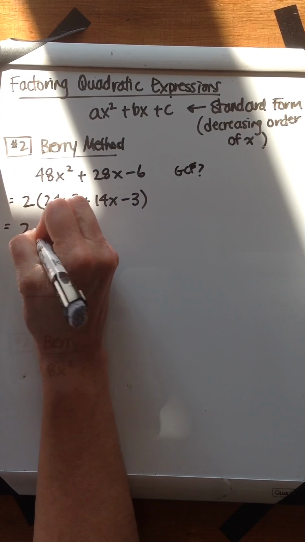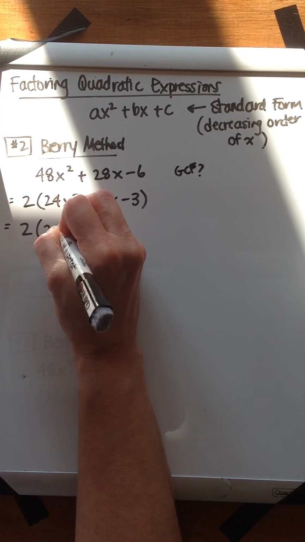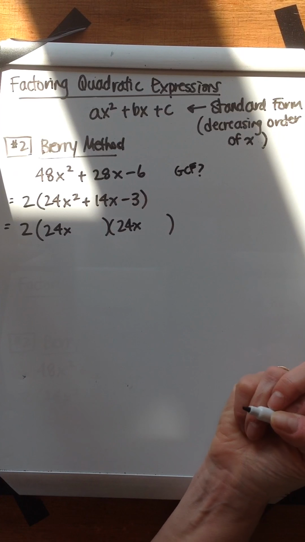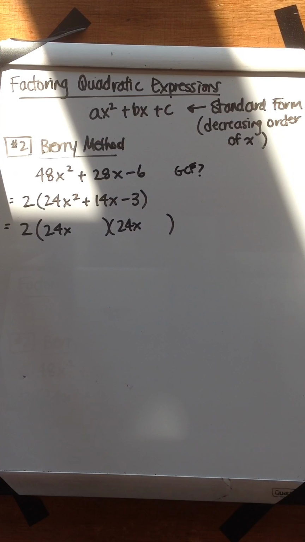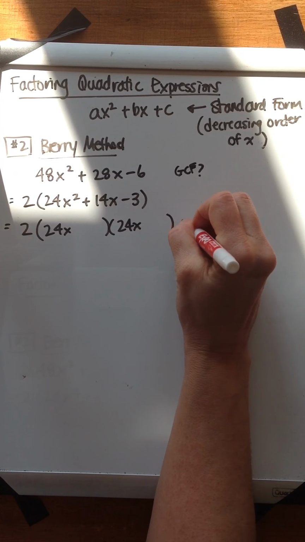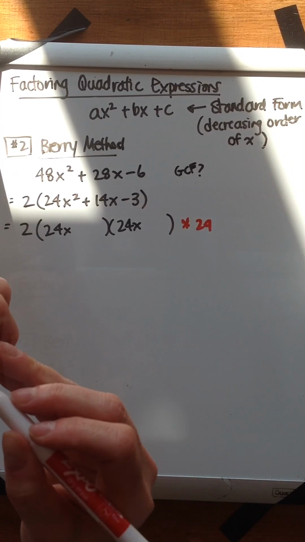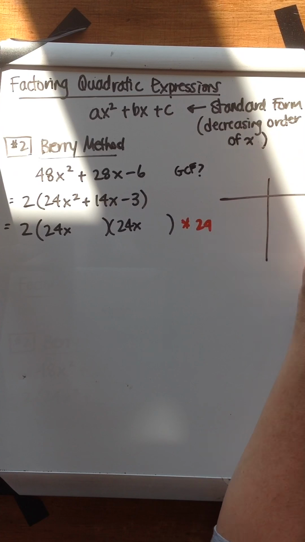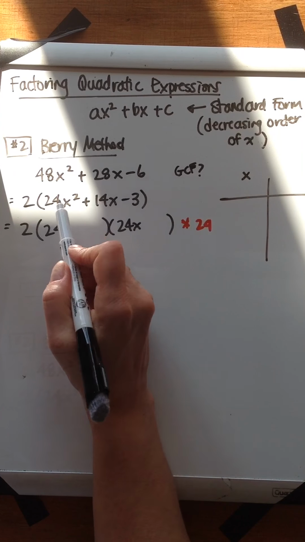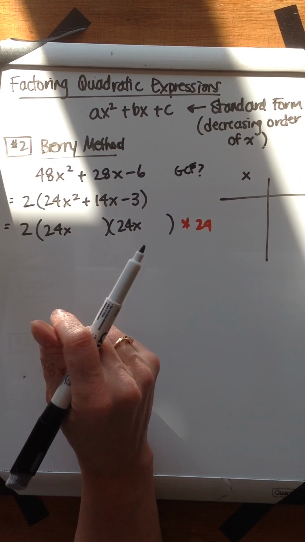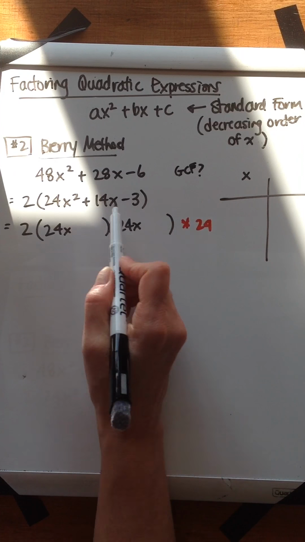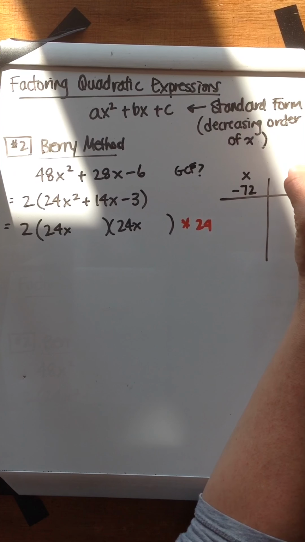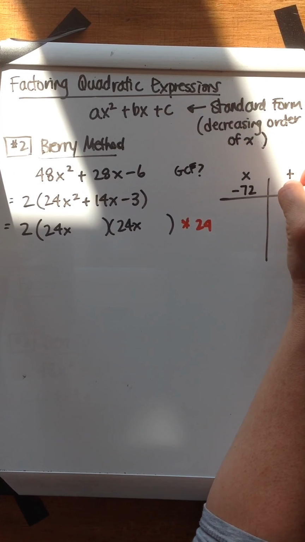Okay, I need to factor this. If you want to use the Berry method, you could start right here and say 24x times 24x at the beginning of both your binomials. And then again, make sure you recognize that you've got an extra factor of 24 that you're going to have to take out at the end. Let's use our thinking chart to come up with 2 numbers that multiply to give a times c. So a times c, 24 times negative 3, is negative 72. And they have to add to give the b value, which is 14.